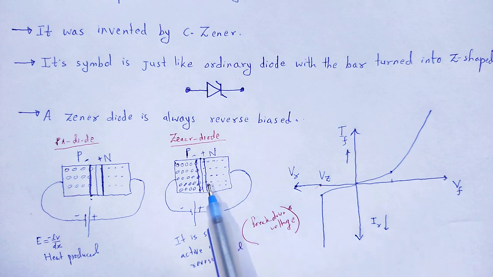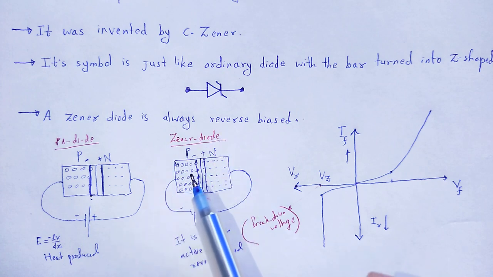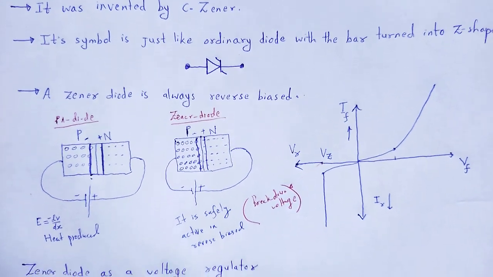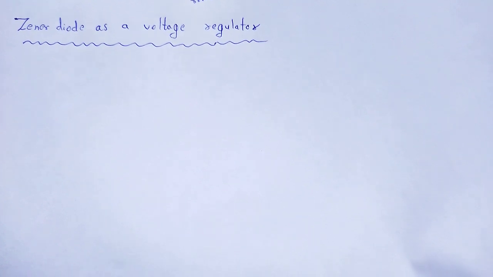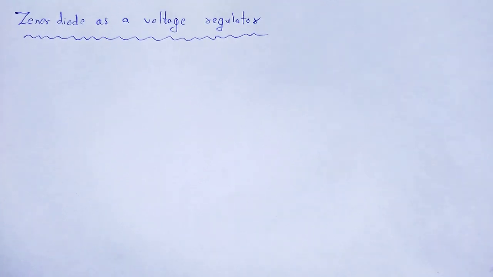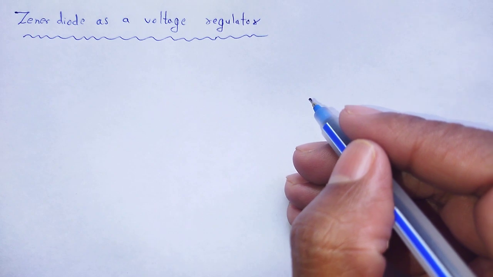Again, due to that property of Zener diode, we use Zener diode as a voltage regulator. How? We explain it: how Zener diode works as a voltage regulator. We use Zener diode in a special type of arrangement in order to achieve its function as a voltage regulator. The arrangement is just looking like this.